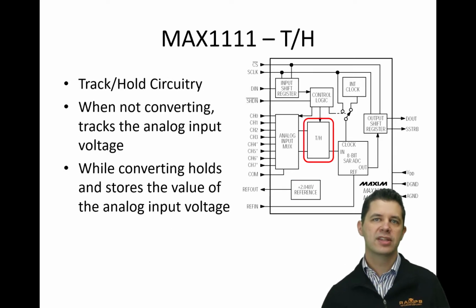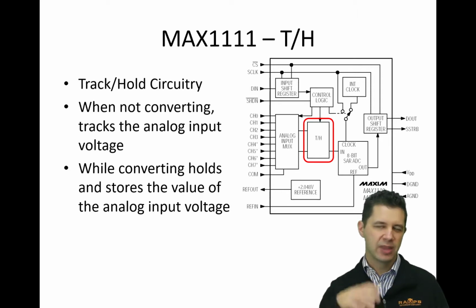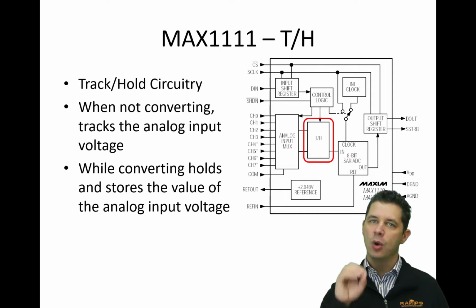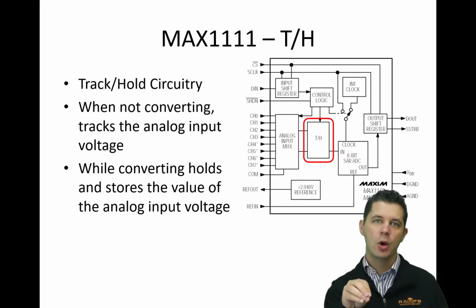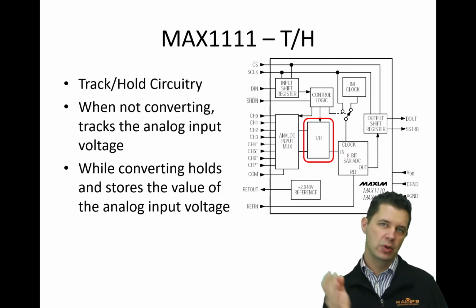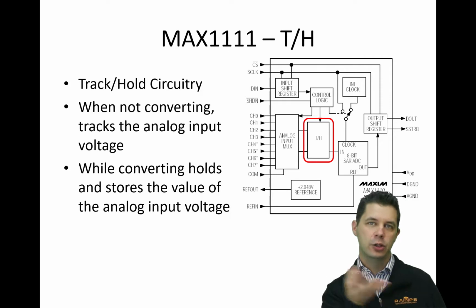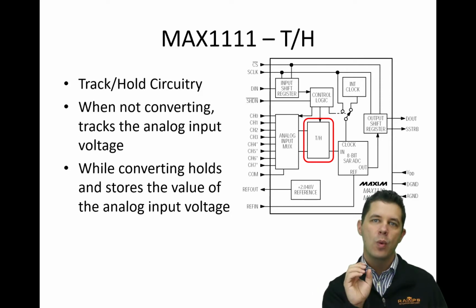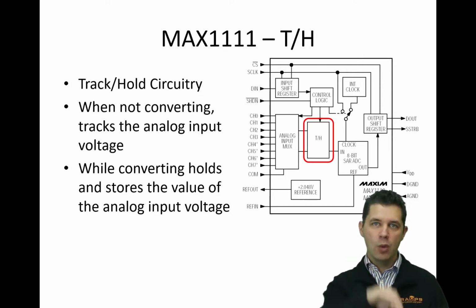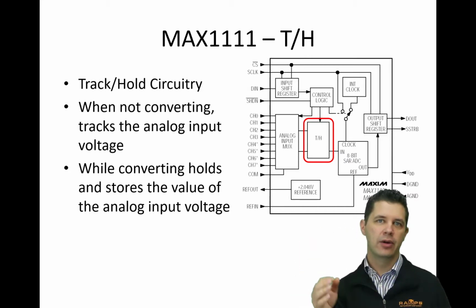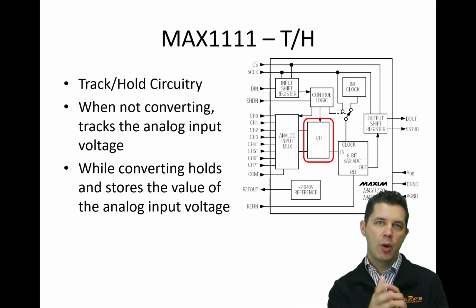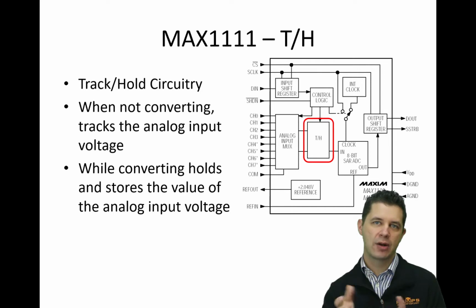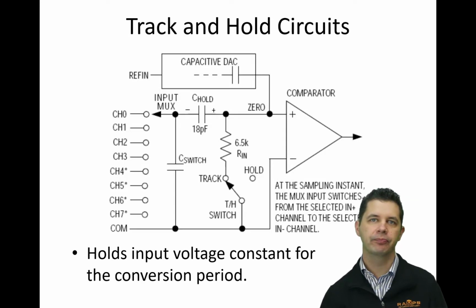We've then got what we call track and hold circuitry. Basically what we want to do is, when we're not performing the conversion, remember the conversion takes a finite amount of time, we're not always going to be converting. We want to track the analog input, whatever is connected through using the mux. When we're actually performing the conversion, we don't want that analog voltage to be moving around. We want to hold it there while we're performing the conversion over that 20 microsecond period. So that's what the hold circuitry does there.